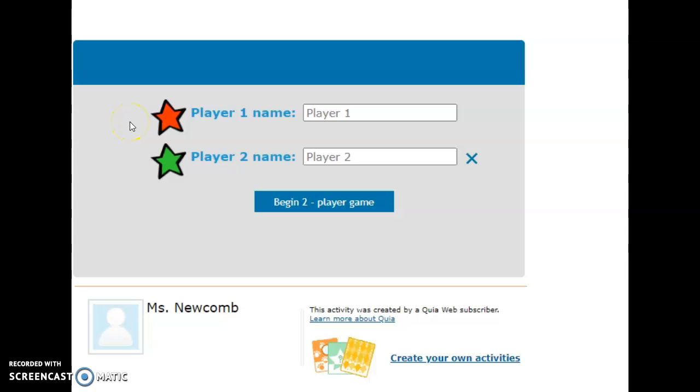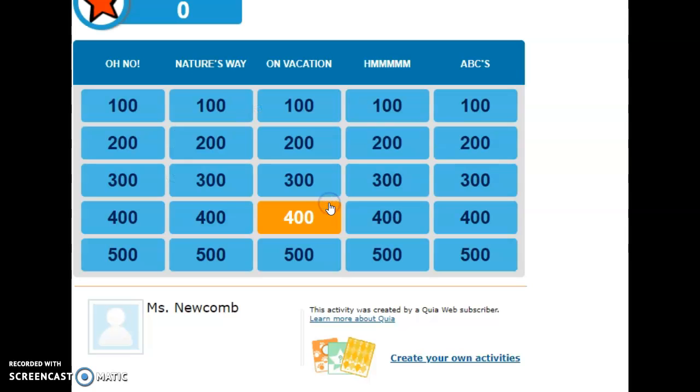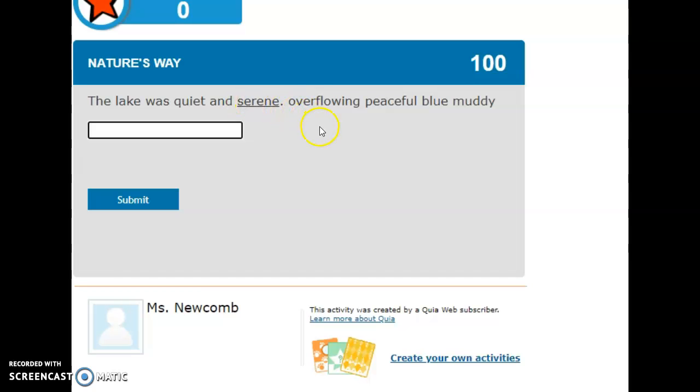For word study today, we are going to do a Kuya board. Since there is only one of you, you're going to click the X, and then you will click Begin Player Game. So this is focused on context clues because that's what we've been doing in word study. And so you'll just click on one, and then it gives you answer choices.